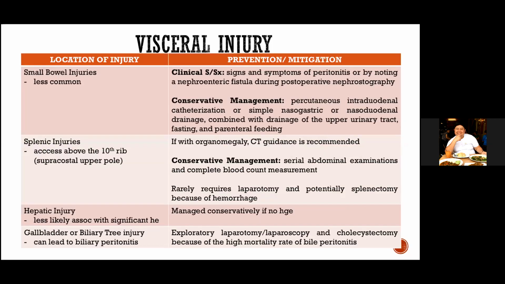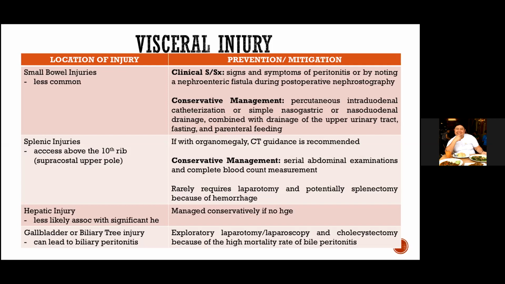For small bowel injuries, these are less common. Signs and symptoms include peritonitis and noting a nephroenteric fistula during post-op nephrostography. So this is still managed conservatively. Duodenal injury could be managed conservatively by percutaneous intraduodenal catheterization or simple nasogastric or nasoduodenal drainage, combined with drainage of the upper urinary tract, fasting, and parenteral feeding.